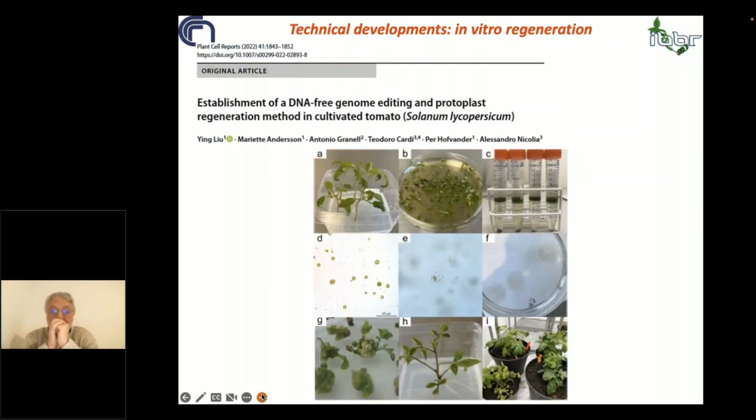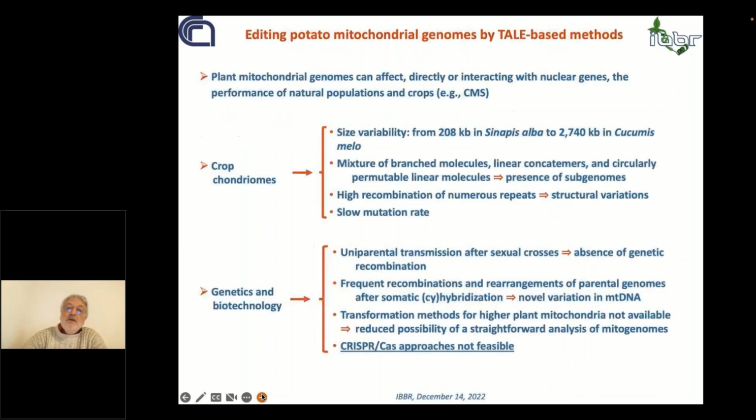Anyway, we made a step forward in collaboration with some colleagues in Sweden and also with Chinese researchers. Later we obtained regeneration in a few genotypes of tomato, and so this is an advancement, but as you are probably aware, protoplast culture is a laborious method and also strongly dependent on the genotype. Okay, now this is the work on tomato.